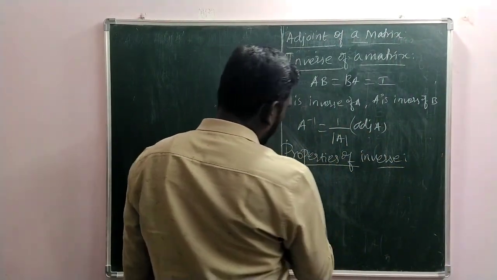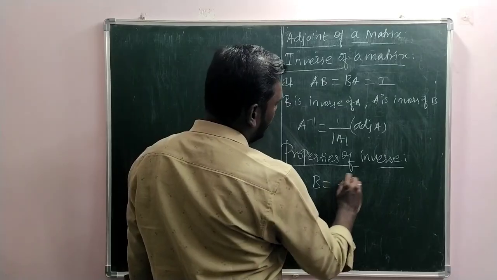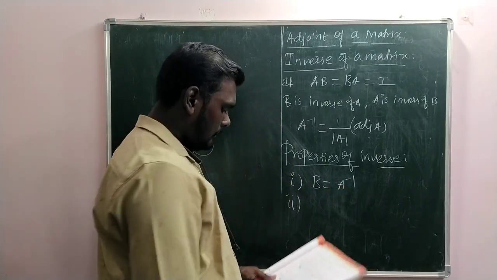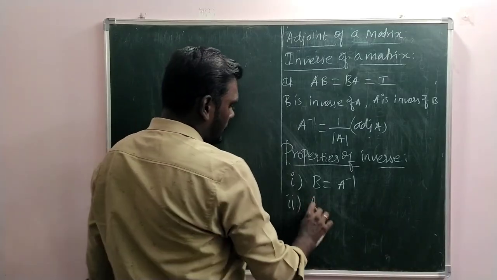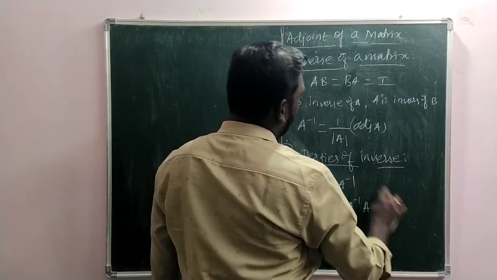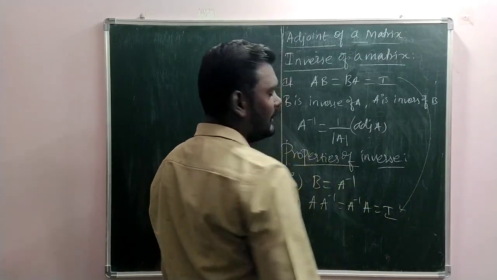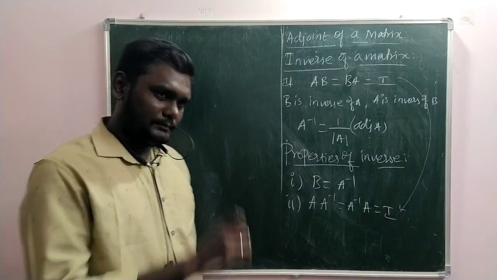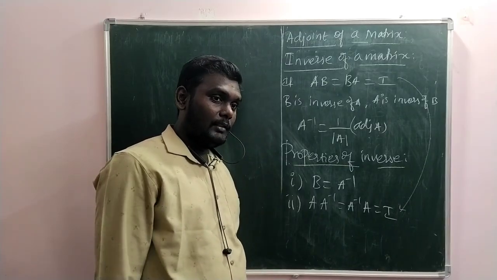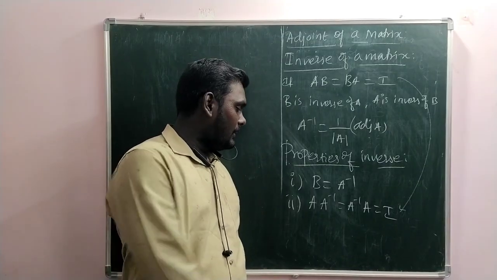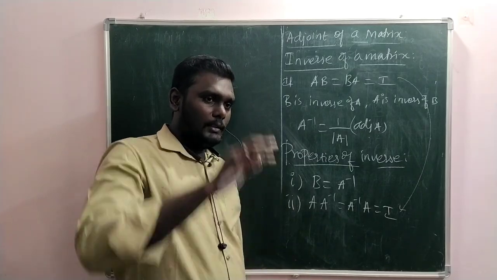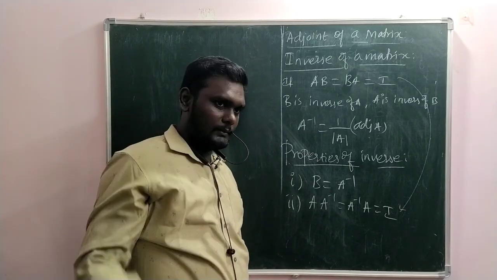See, first of all, we say that matrix B is the inverse of A. That I told you already. And the second one: A inverse A is equal to A A inverse is equal to I. The same thing. We have seen this somewhere. Remember? Some orthogonal matrix. What is it? A into A transpose is equal to I. Same like that, but here the inverse also will satisfy this. Okay.